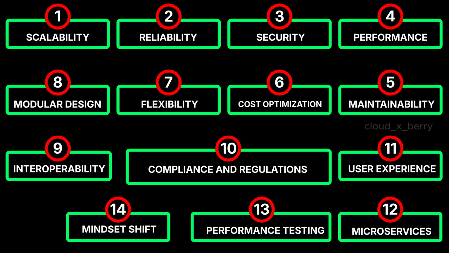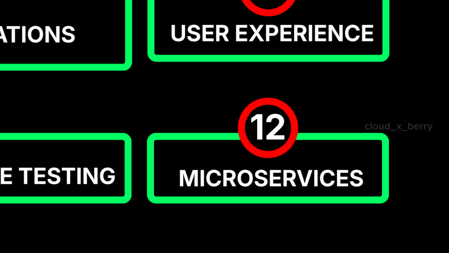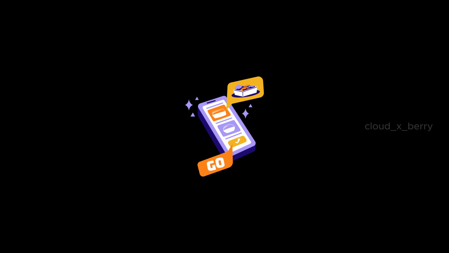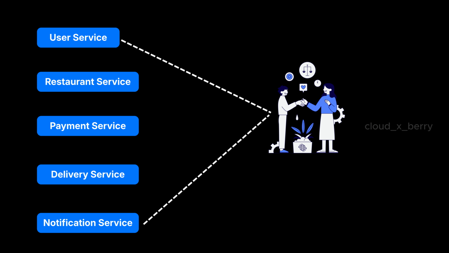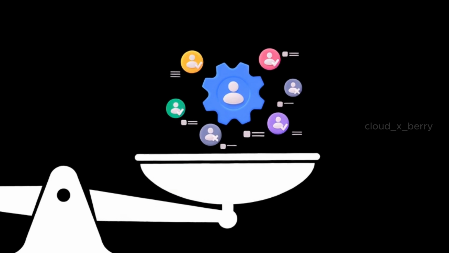As systems grow, many teams move towards microservices. Instead of one large application, you split it into smaller services. Each service handles a specific responsibility and communicates with others. This makes scaling and managing systems much easier.